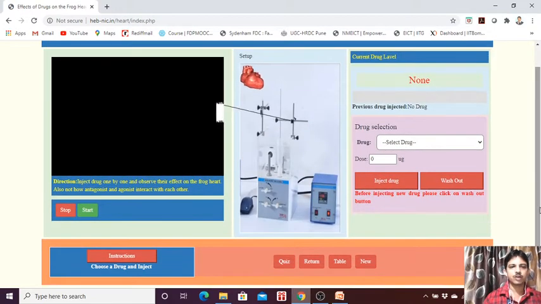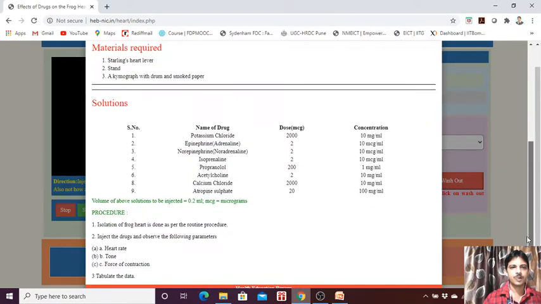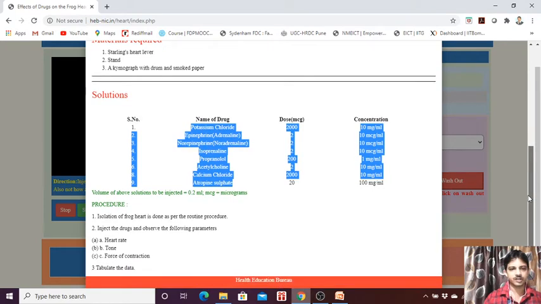So what we are going to see first is the instruction. So this is the instruction. We have already discussed the materials and all the things, and these are the drugs whose effect we are going to find.